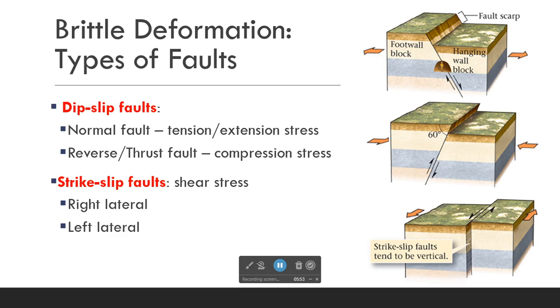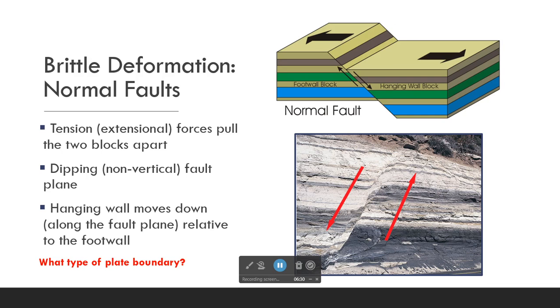So you can have dip-slip faults, which is when you get vertical movement. When there's a normal fault, your hanging wall has moved down in relation to the footwall, and that forms from tension or extensional stress. When it's a reverse fault, also sometimes referred to as a thrust fault, you have the hanging wall move up in relation to the footwall, and that forms from compressional stress. There's also strike-slip faults, which form from shear stress, and that's basically two planes moving past one another again.